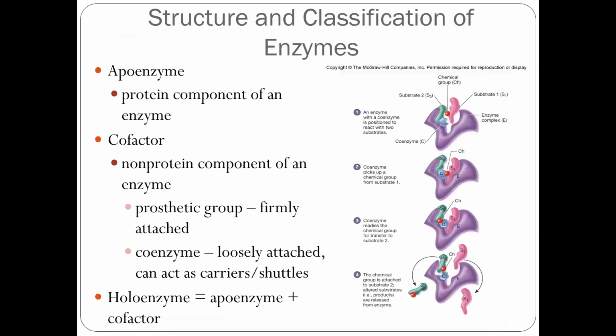Now, an enzyme is not really that simple. Usually it's a combination. We mentioned that most enzymes are proteins. The protein part, we call the apoenzyme. Now, lots of them need a helper, which we call a cofactor. If the cofactor is firmly attached, we call it a prosthetic group. If it's loosely attached, only a carrier, like a shuttle bus, we call it a coenzyme. The apoenzyme and the cofactor combined, we call a holoenzyme. I'll give you an example later on.